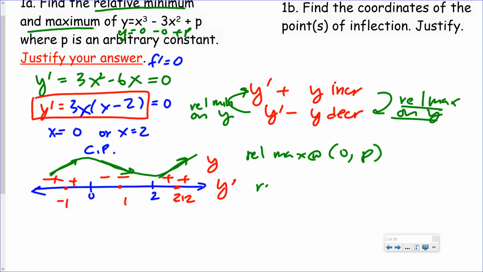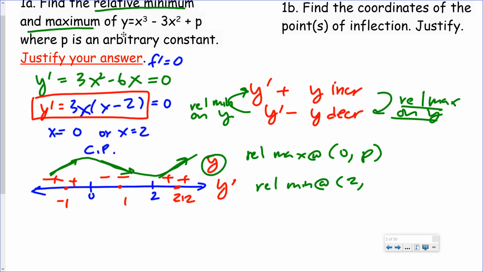Let's find my relative min. My relative min is where? What's the x value of my relative min? 2. Are you guys good with that? Where did I get the 2? Guys, you just look at your number line and you see the relative min happens at 2. The relative min on y, right? That happens at 2. All right?